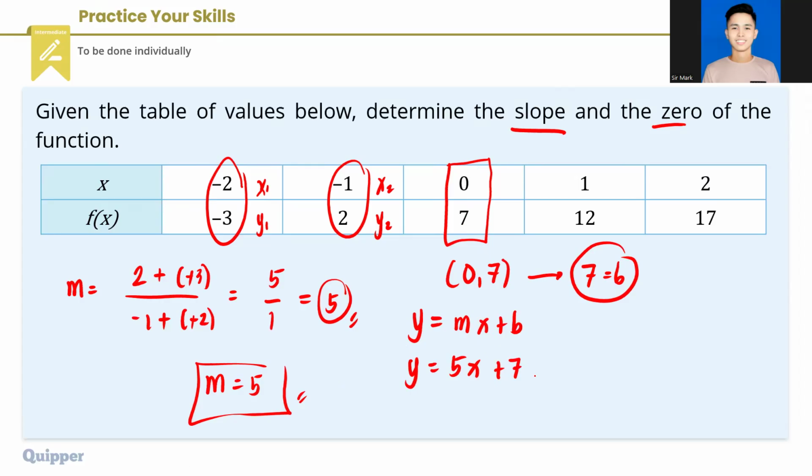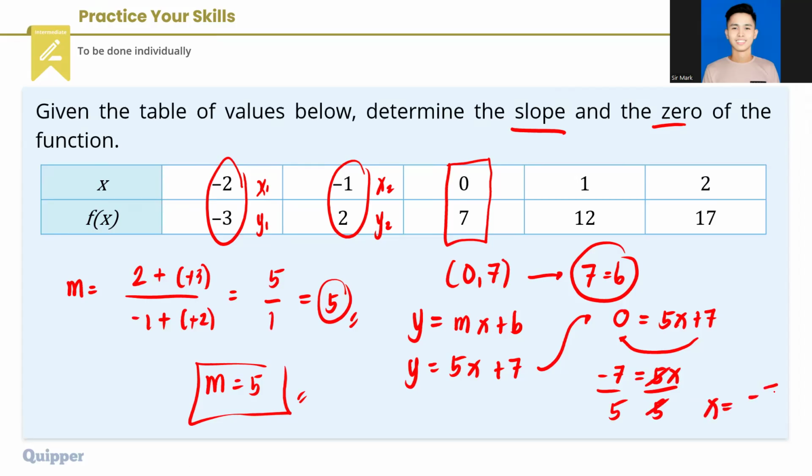If we have this already, to solve for the 0, you simply need to equate y to 0. So 0 equals 5x plus 7. Solve for x. Let us transpose positive 7 to the left side of the equation, making it negative 7. Solving for x, we simply need to divide both sides by 5. Therefore, x is negative 7 over 5. So this is the 0 of the function.